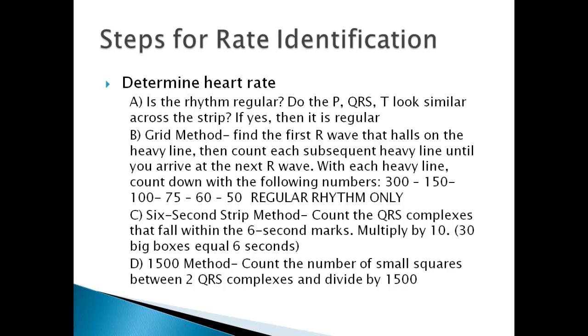If the rhythm is irregular, we recommend that you use the 6-second strip method. You can do that by counting the QRS complexes that fall within 6 seconds, and then you multiply that number by 10. And just so you know, 30 big boxes equals 6 seconds. The final method you can use is the 1500 method. In this one, you count the number of small squares between two QRS complexes and divide 1500 by that number.